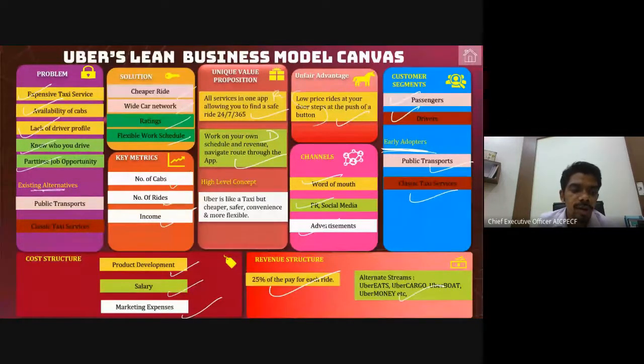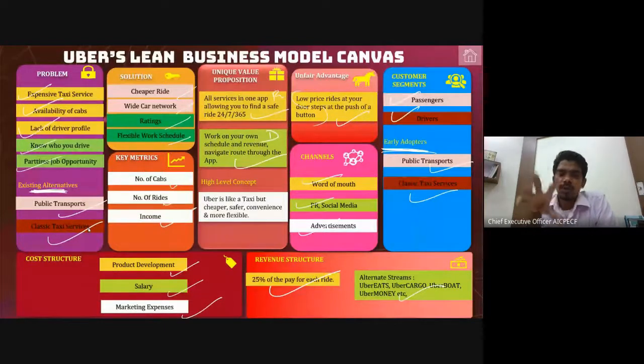And who are all your existing alternatives? For Uber, existing alternatives are public transport and classic taxi services like Friends taxi service, Future taxi service. So the private cab services are clear. So these are all key existing alternatives. I just wanted to throw some insights on Lean Canvas, right?